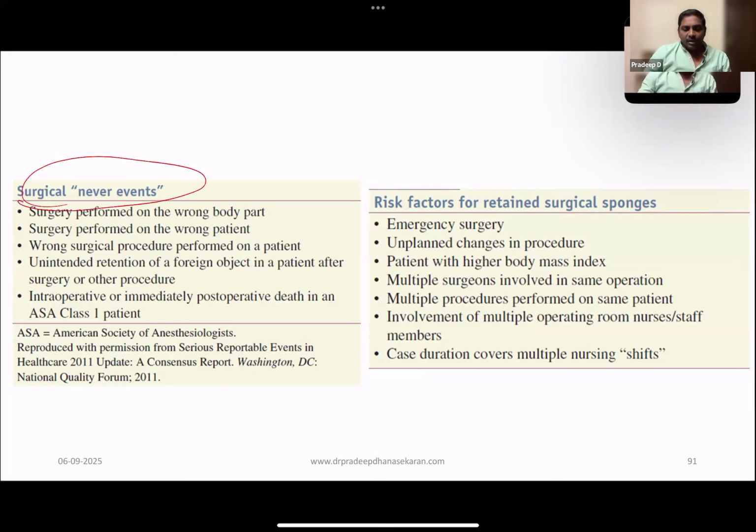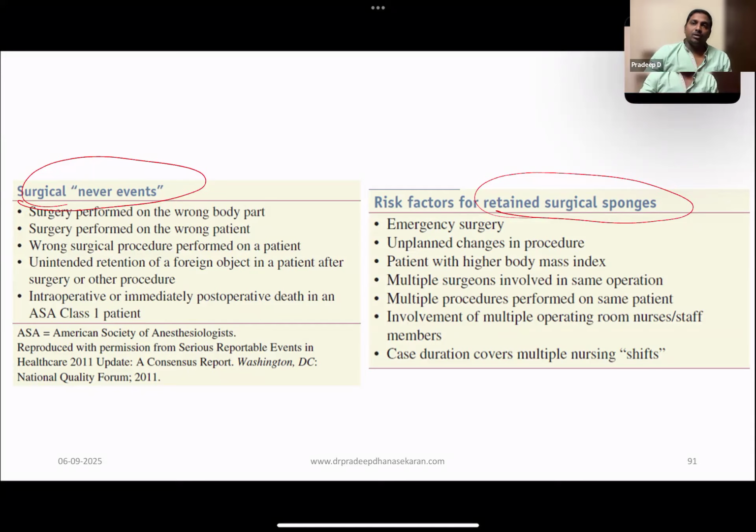What are the risk factors for retained surgical sponges? Most commonly seen with emergency surgery, where proper counting won't be done, unplanned changes in the procedure, higher body mass index, where you might lose sponges, or surgeries where bleeding is there, you might lose the soaked pad. Multiple surgeons, like a change of surgeons between the operation, can also be a cause for retained sponges.